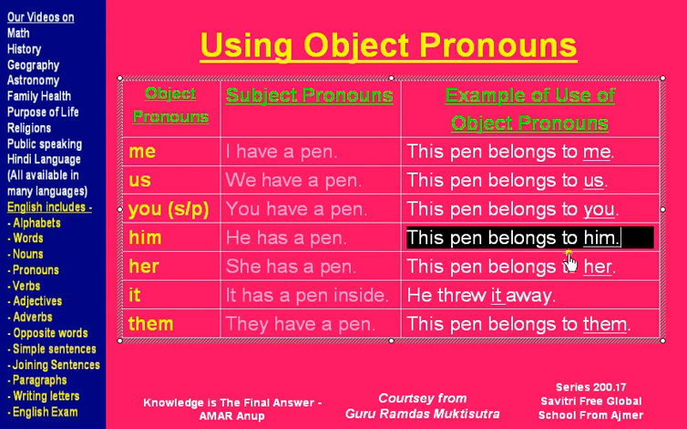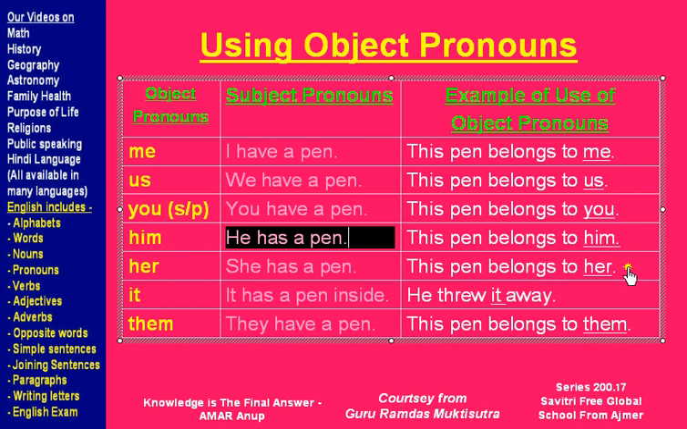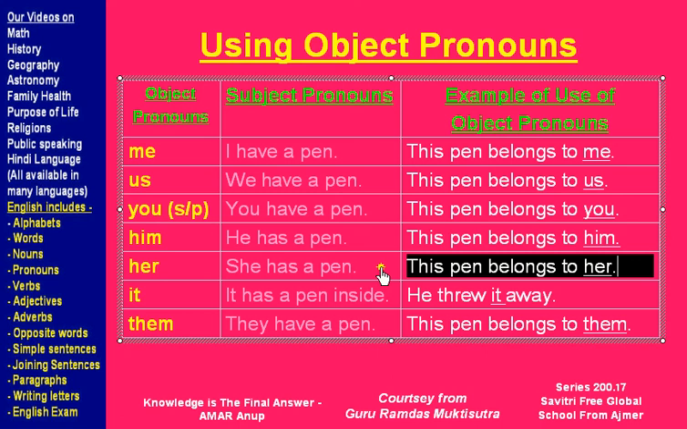This pen belongs to him. Again, this pen is the subject, belongs is the verb, and to him is the object. Compare that to "he has a pen," where he is the subject, so he becomes him when you use it as an object pronoun. Similarly, she becomes her. This pen belongs to her. Here her is an object pronoun for she. She has a pen. Compare this to this pen belongs to her.